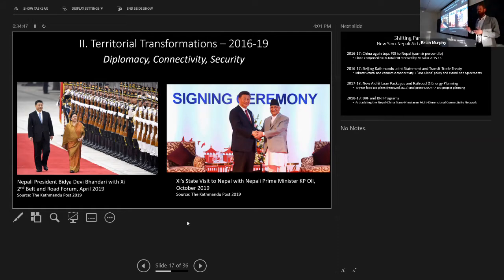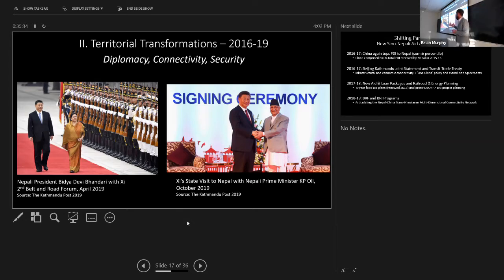In 2016, these material transformations took new shape in territorial ways. As I mentioned before, in April 2016, Nepal's Prime Minister KP Oli made a state-level visit to Beijing, and this began the formulation and the framework for Nepal's BRI projects, and he presented Nepal's proposals for BRI projects.